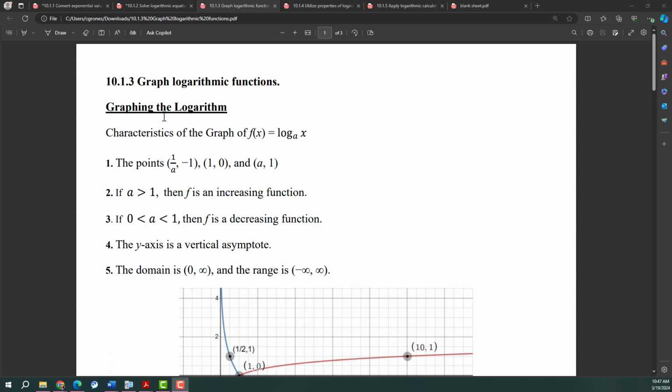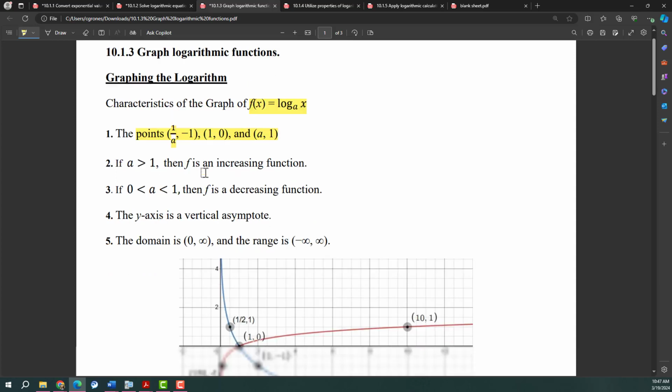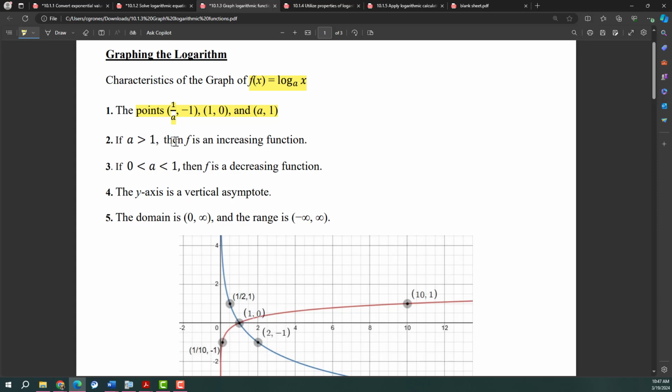When you're graphing your log, look at these characteristics. Whenever we have f of x equals log base a of x, your points are going to be (1 over a, -1), (1, 0), and (a, 1). It tells us that if a is greater than 1, then f is an increasing function. If a is a fraction, then f is a decreasing function.